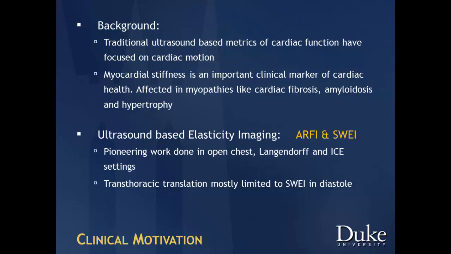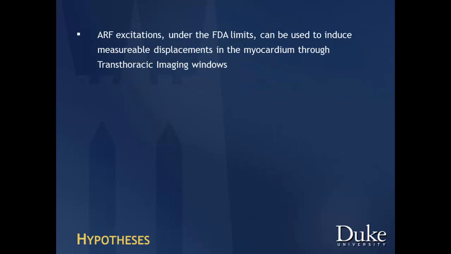So pretty quickly, I think this is all pretty well understood by now that we're looking for new metrics of cardiac function. Stiffness is an important marker in addition to the kind of motion-based metrics that we've been seeing. And what we're going to look at here is really more like contractility, so the relative stiffness between systole and diastole. We've had a lot of good work that goes through the cardiac cycle, but so far it's really only been successful in open chest and intracardiac preparations for the challenges of imaging transthoracically.